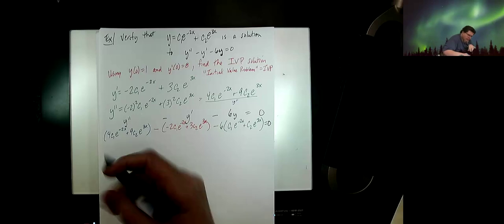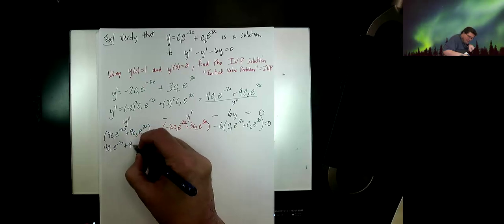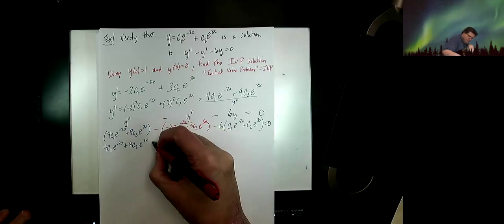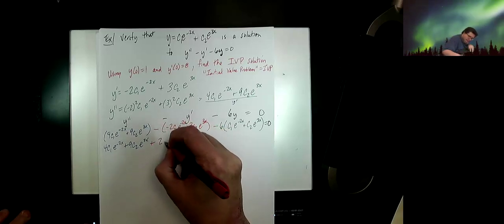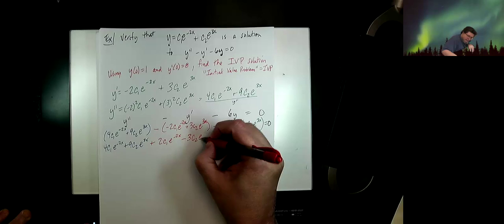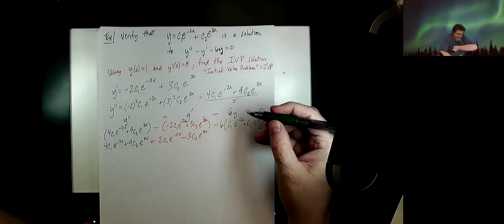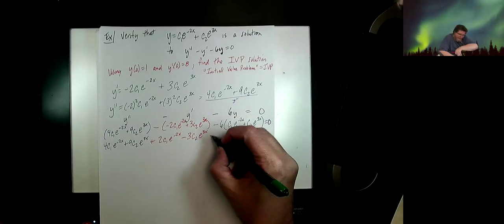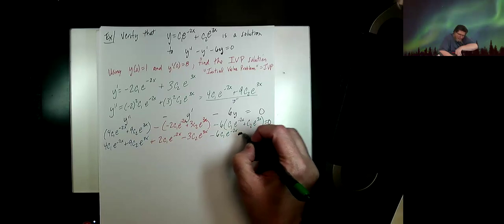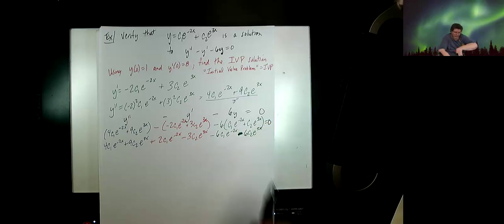All right, so this is 4C1 e to the negative 2x. I'm just going to do the distribution for now. Distributing the minus makes this plus 2C1 e to the negative 2x, and then minus 3C2 e to the 3x. And if I do the negative 6, I've got negative 6C1 e to the negative 2x minus, I almost said plus, minus 6C2 e to the 3x equals 0.